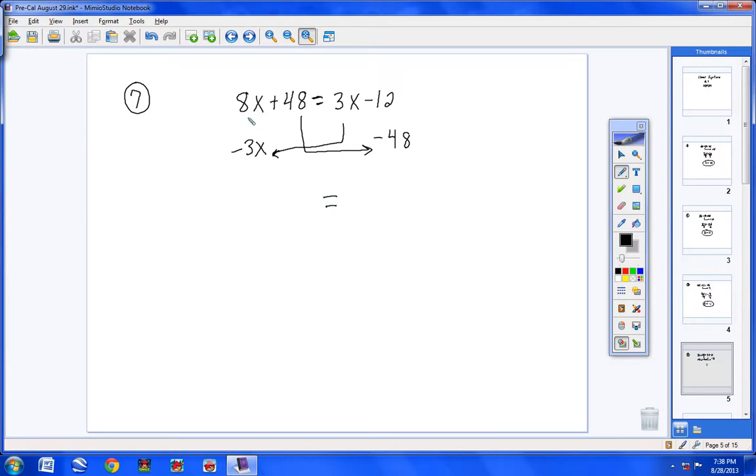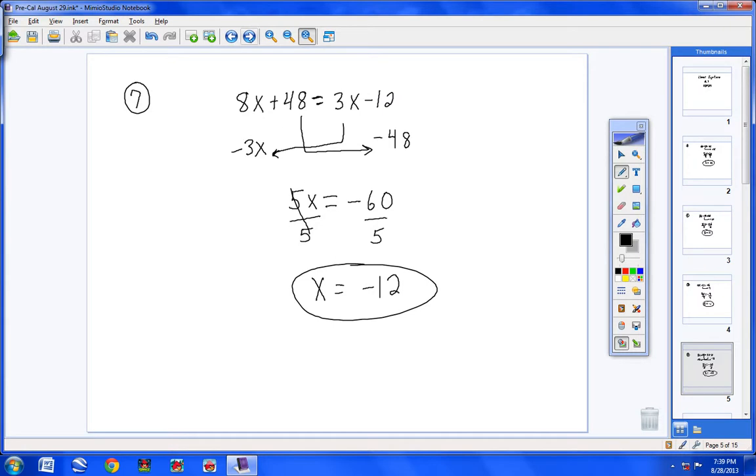Now let's see what we got. Use a calculator if you need to. A positive 8x and a negative 3x is 5x. X stays the same. A negative 12 and a negative 48 is a negative 60. Now you want to get rid of the 5. So we divide both sides by 5. These 5s cancel. Negative 60 divided by 5 is negative 12. Very, very cool. Moving on to number 9.